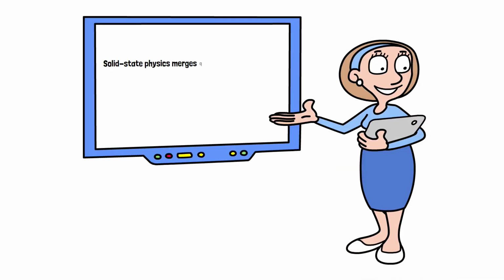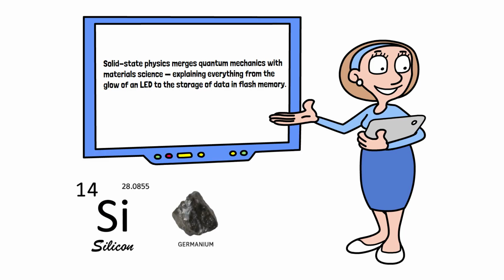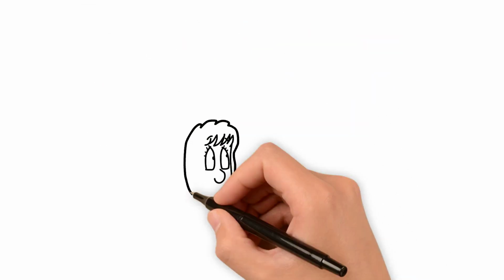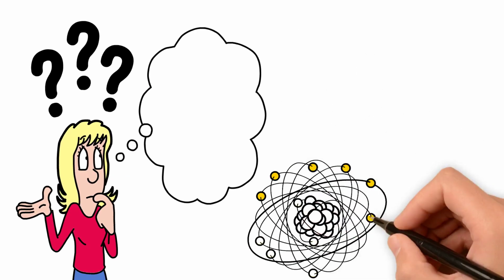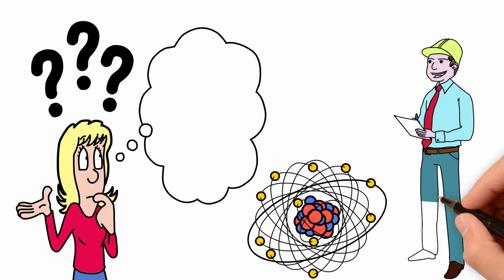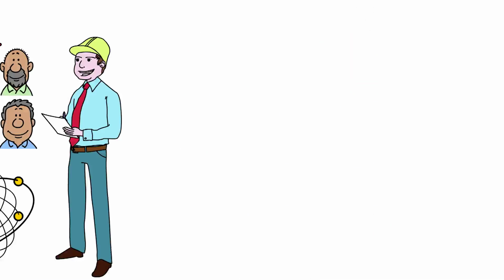Solid-state physics merges quantum mechanics with materials science, explaining everything from the glow of an LED to the storage of data in flash memory. Even the materials used, like silicon, germanium, or gallium arsenide, are chosen for how their atomic structure shapes these quantum behaviors. It's a perfect marriage between physics and engineering, turning equations into devices that power our daily lives.